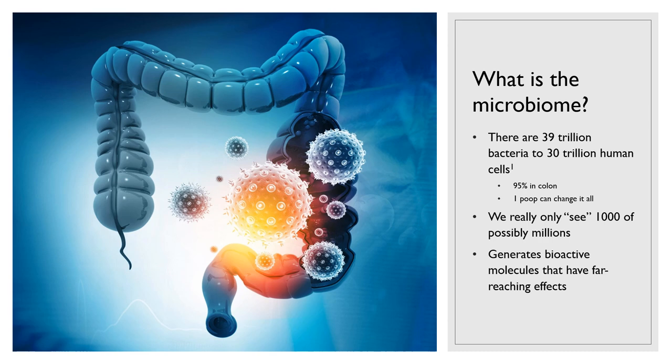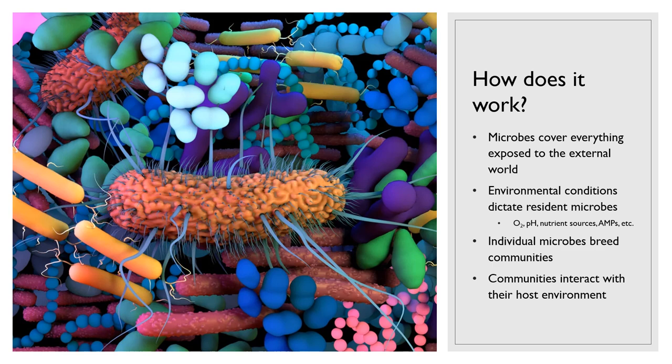So how does our gut microbiome work? As I mentioned, microbes cover everything exposed to the external world, everything. Even in your house, there are microbes everywhere, covering everything, and that includes you. Environmental conditions within the area that these microbes are contained dictate which microbes are going to live there. Things such as the amount of oxygen, whether it's an aerobic or an anaerobic environment, the pH, the nutrient sources available, antimicrobial peptides, which are secreted into the gut, things of that nature. These are all going to affect what grows in a given environment.